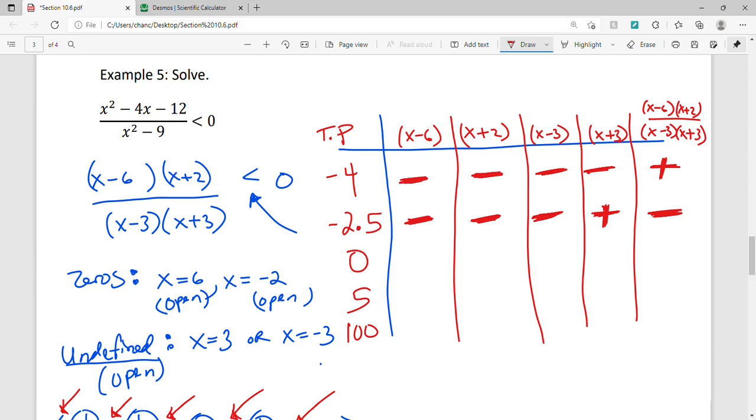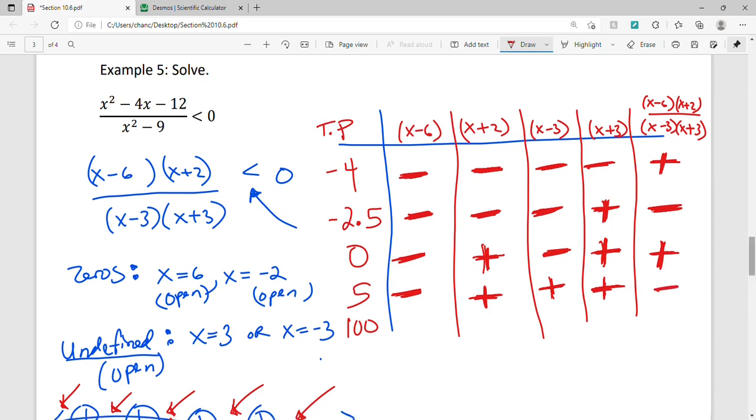Let's plug in a zero. 0 minus 6 is negative, 0 plus 2 is positive, 0 minus 3 is negative, 0 plus 3 is positive, and if you check this one out, overall this is going to be a positive. 5 minus 6 is negative, 5 plus 2 is positive, 5 minus 3 is a positive. 5 plus 3, that's a positive. And overall, the sign is going to give us a negative.